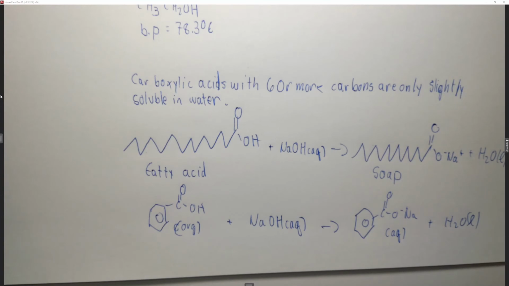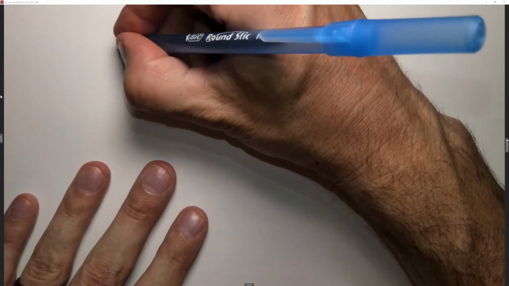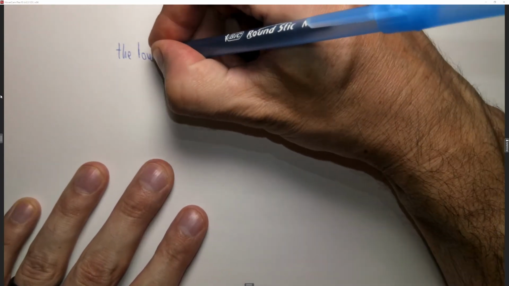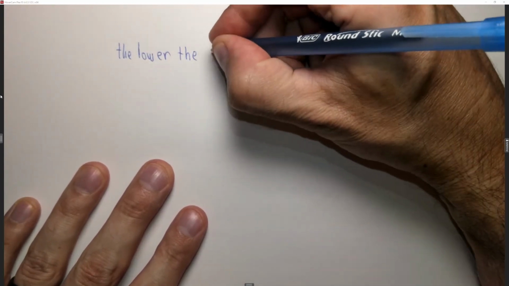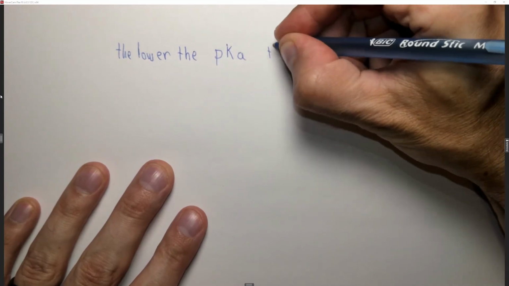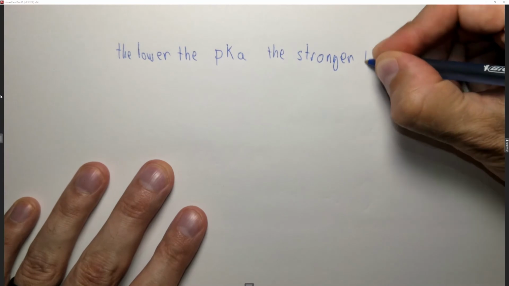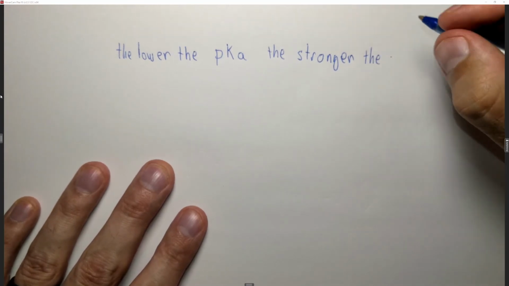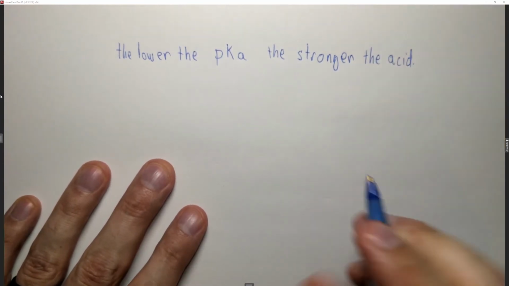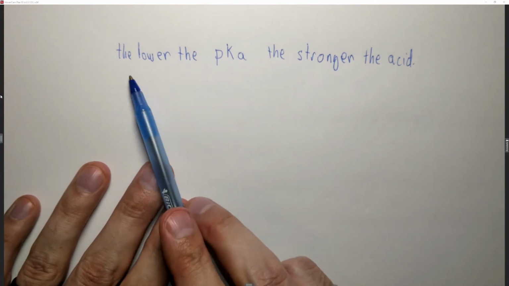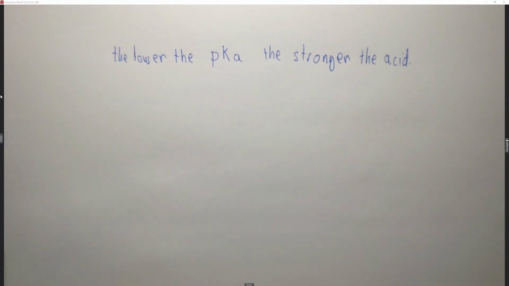Now, what I'd like to look at is the relative strength of these acids. And what I want to remind us all is that the lower the pKa, the stronger the acid. And I derived this for you already earlier in the course. So I'm not going to bother to derive it for you again, but generally speaking, the lower the pKa, the stronger the acid. I mean, it's just a rule of chemistry.